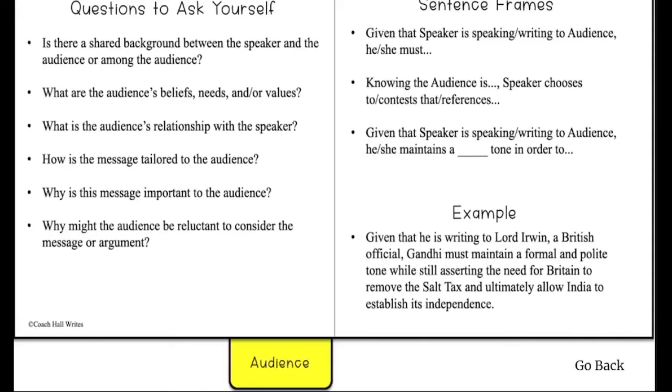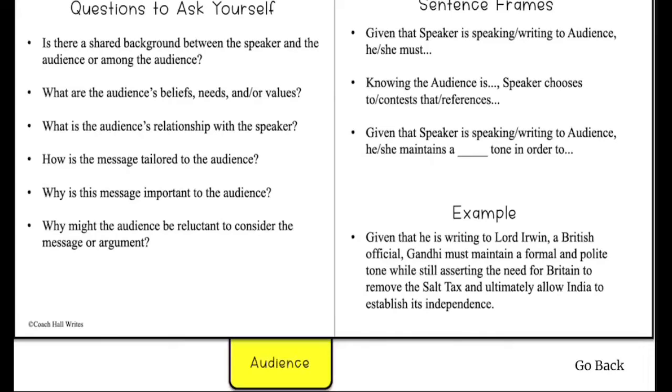So you might have to think about who would be reading this particular publication, or based on the subject of the article, who would be interested in this. But one thing to keep in mind is that you want to ask yourself, what are the audience's needs, desires, and values? And then you also want to ask yourself, what is the relationship between the speaker and the audience? Because that can help you understand some of the choices that the writer is making.